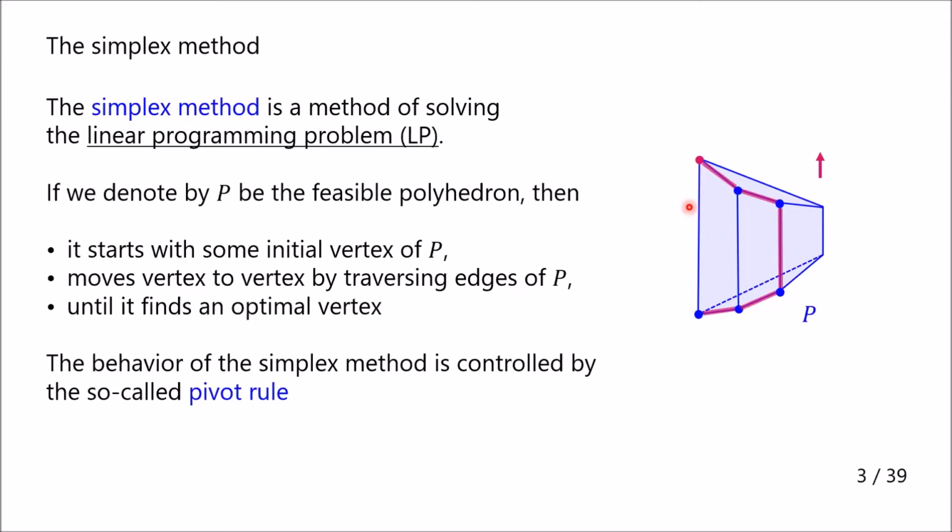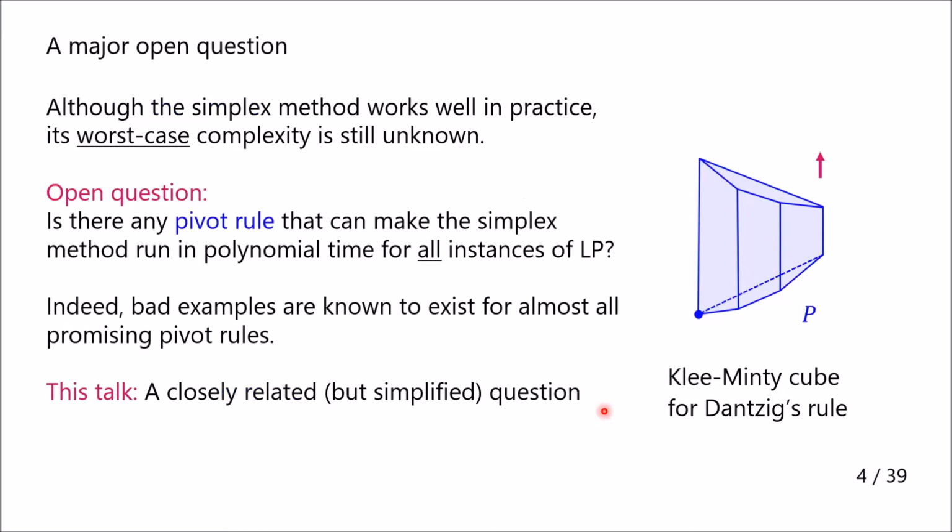And the actual behavior of the simplex method is controlled by the so-called pivot rule. As already mentioned in previous talks in this workshop, a major open question about the simplex method is its worst-case complexity. Putting it more formally, it is an open question whether there is a pivot rule that can make the simplex method run in polynomial time for all instances of LP.